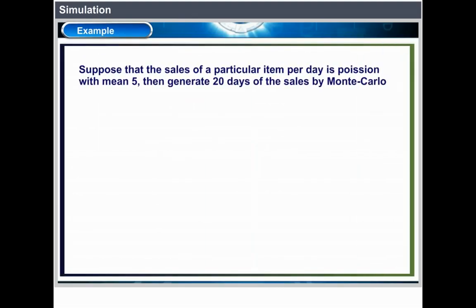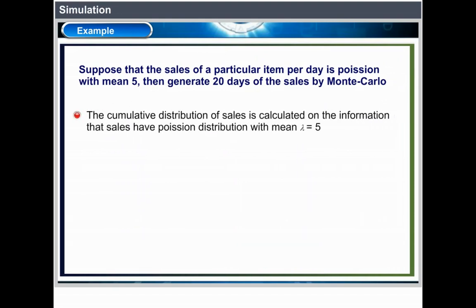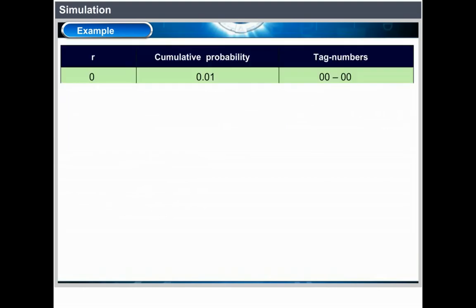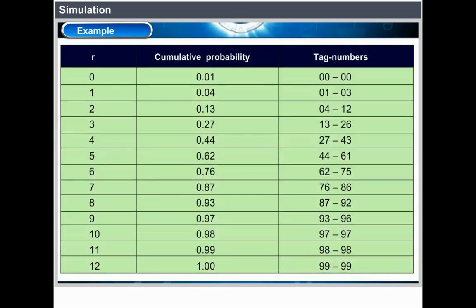Example. Suppose that the sales of a particular item per day is Poisson with mean 5, then generate 20 days of sales by Monte Carlo. The cumulative distribution of sales is calculated on the information that sales have Poisson distribution with mean lambda equals 5. The probability for sales is given by P of X equals r equals e power minus lambda, lambda power r by r factorial, equals e power minus 5 into 5 power r divided by r factorial. Now we can see the table of cumulative probability and then tag numbers.